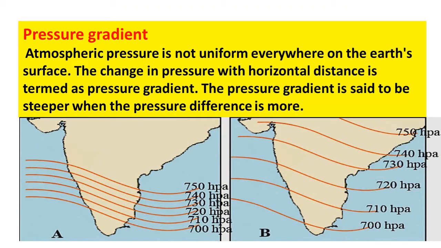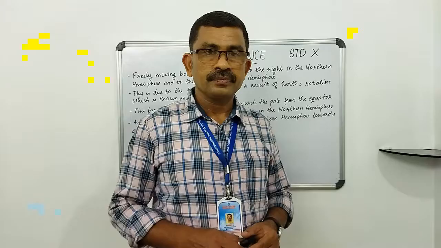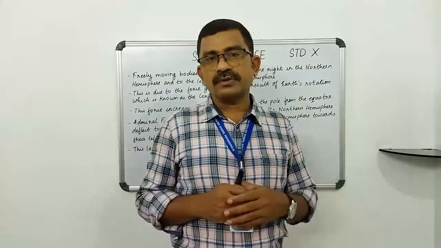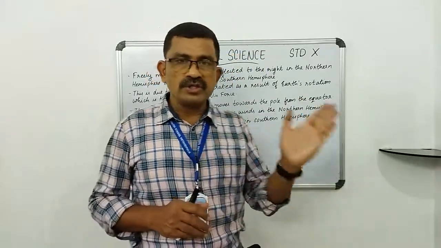Atmospheric pressure is not uniform everywhere on the Earth's surface. The change in pressure with horizontal distance is termed as pressure gradient. The pressure gradient is said to be steeper when the pressure difference is more. Now, let's move on to the next topic, Coriolis force.